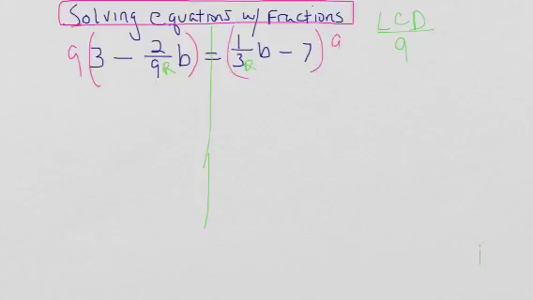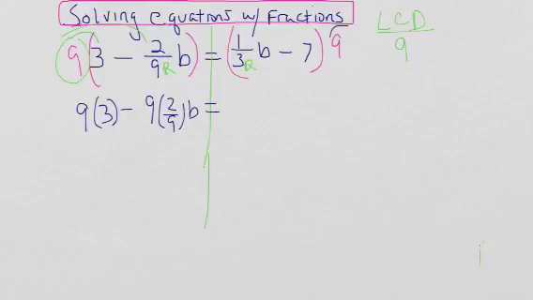So you got to use that distributive property, which means I got to give everybody some love. I got to take this 9 and multiply 9 by 3, and then 9 by negative 2/9. Again, give everybody some love. So I'm going to take 9 times 3 minus 9 times 2/9 times b. I still have my equal sign.